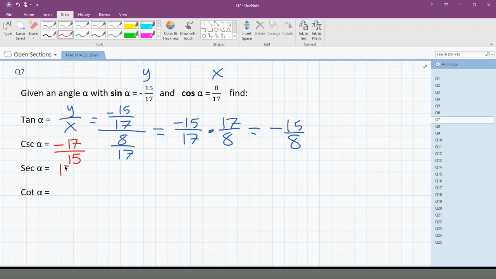So the reciprocal of cosine would be 17 over 8, about 0.5. And then cotangent would be the reciprocal of tangent, which we just found: negative 8 over 15. We're not worried about who has the negative in this one. That's not important for us. So, moving on to question number 8.